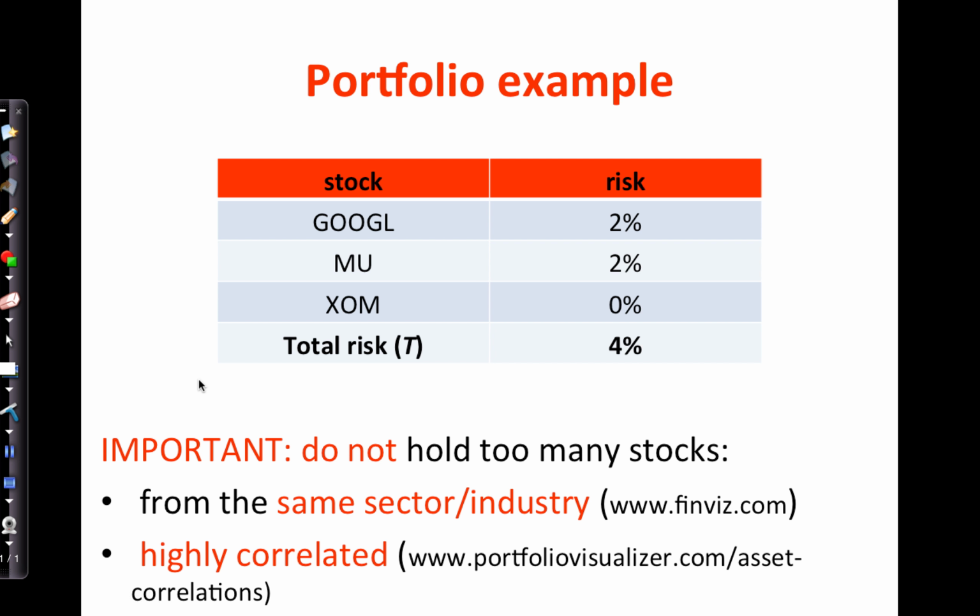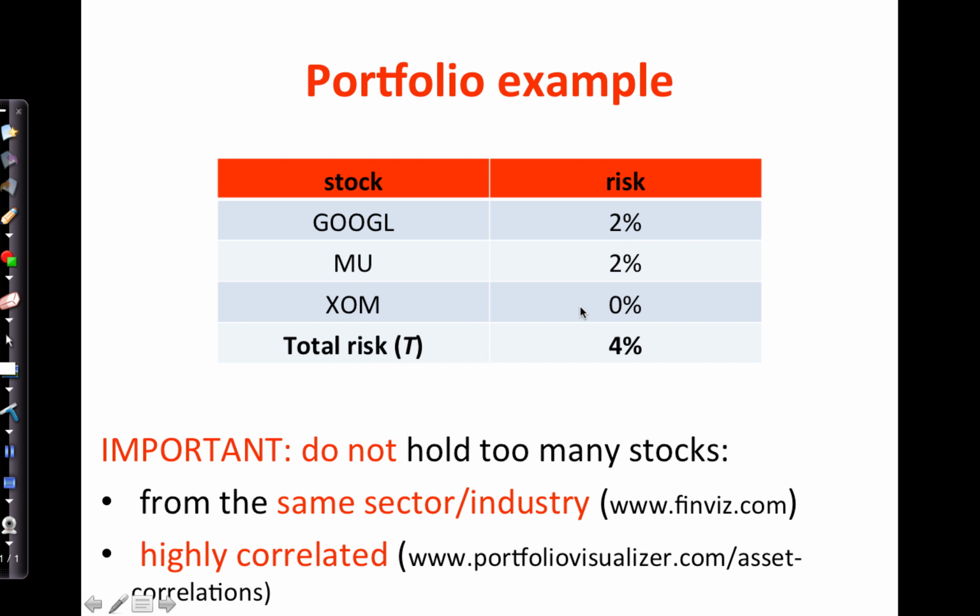Let me give you an example. Suppose you have a portfolio with 3 stocks. And these 3 stocks are Google, Micron Technology, and ExxonMobil. It's just an example. And suppose that when you take your positions, you have a risk R of 2%. So Google, you have 2%, MU, you have 2%, and let's say that XOM, you have 0%.